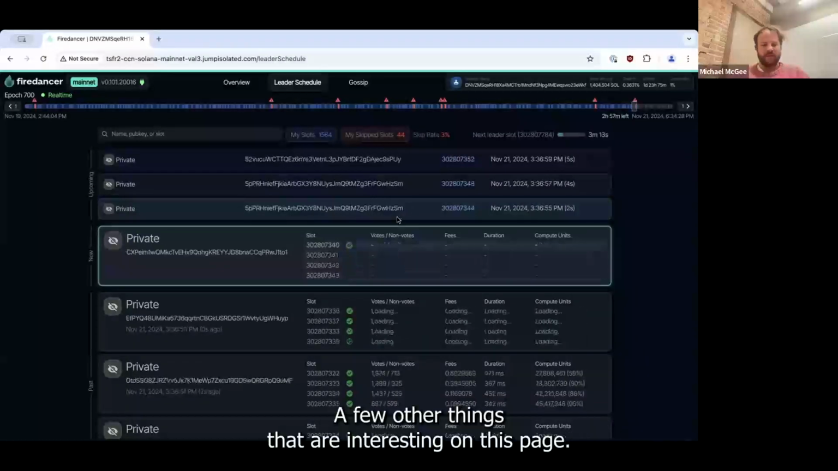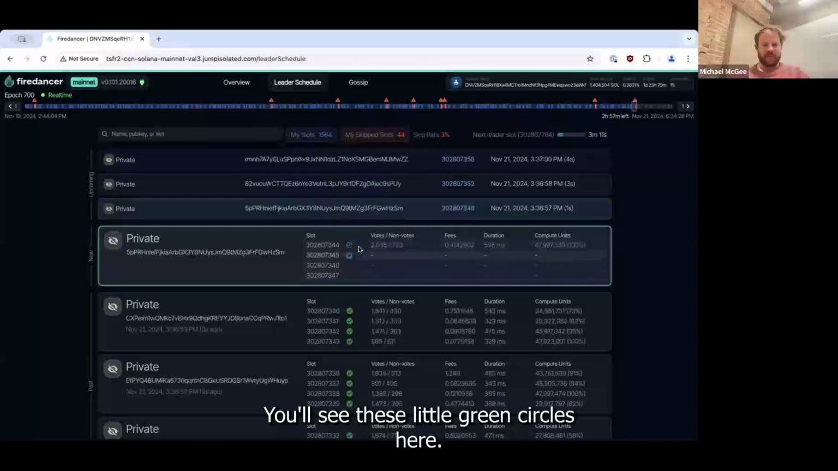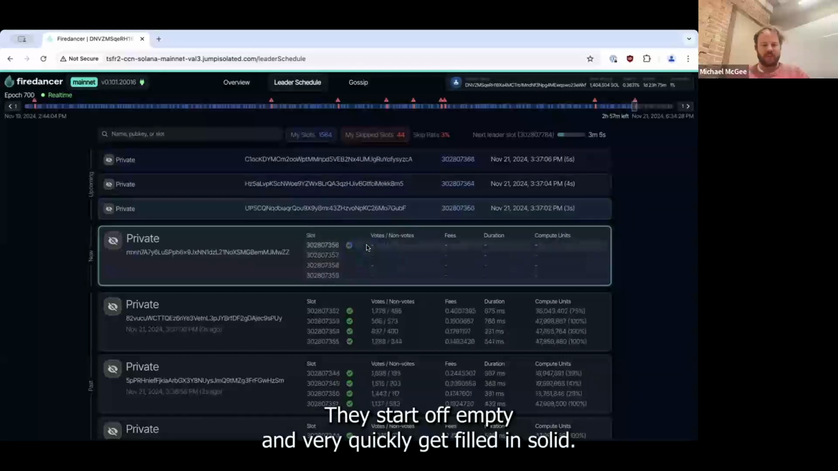A few other things that are interesting on this page. You'll see these little green circles here. They start off empty and very quickly get filled in solid.